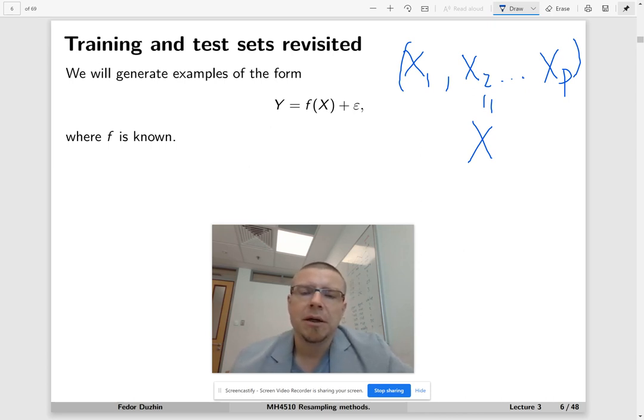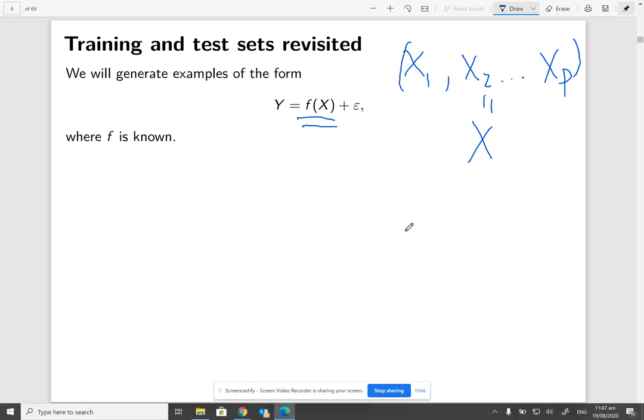So this theoretical mechanism, or the true model f, in practice, it is not known, right? But just in order to explain this material, in order for us to understand what's going on here, most of the time in today's lecture, we are going to work with simulated data, not with real data. The reason is that when we simulate our data, we know the actual f. Okay, so let's continue.